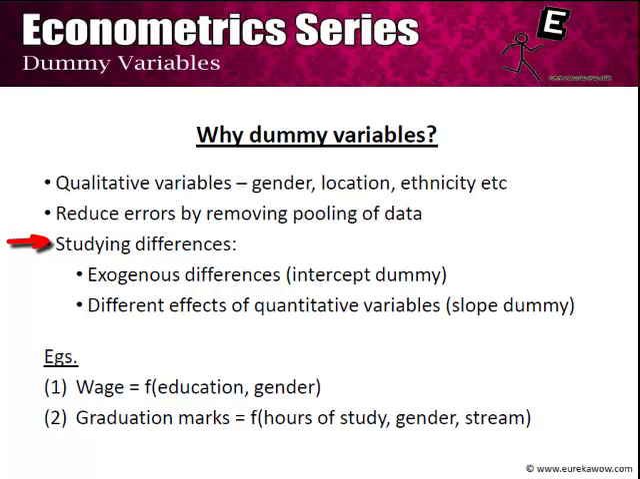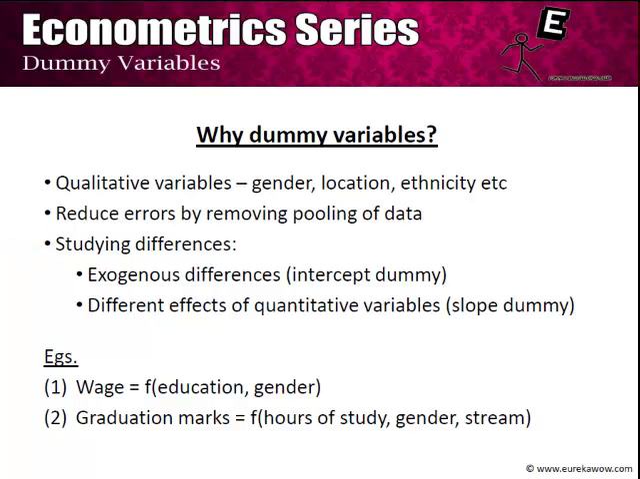The third reason is to study differences. The differences that we can study can either be exogenous differences, which are like the intercept dummy. So we say that for every wage level, males earn a certain rupee greater than females. Another case that we could consider is the different effect of the same quantitative variables on two different kinds of samples. For example, we might hypothesize that the multiplier is greater in European economies than it is in Asian economies. If we want to test the difference between the effect of the same increase in government expenditure on the output, then we can use dummy variables which can differentiate between European and Asian economies to test the difference.